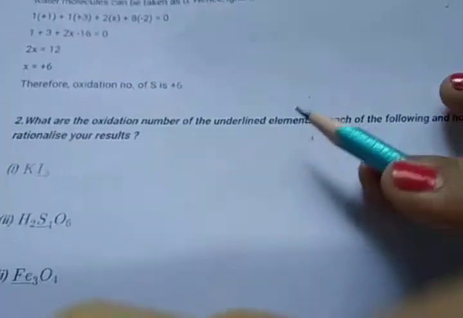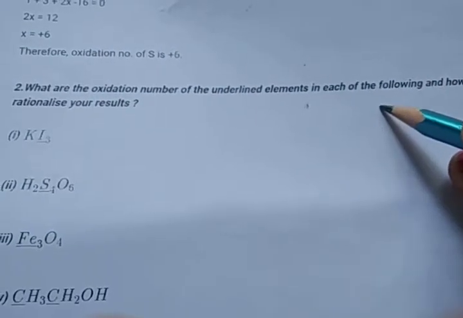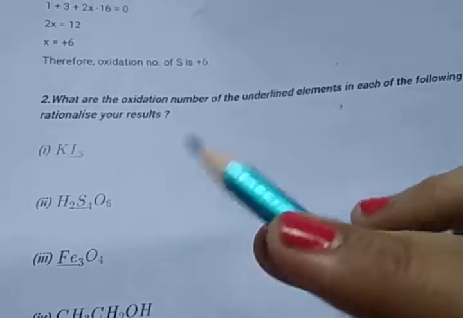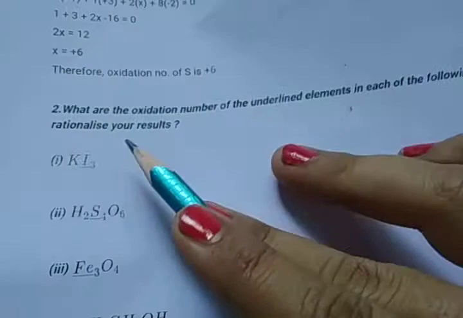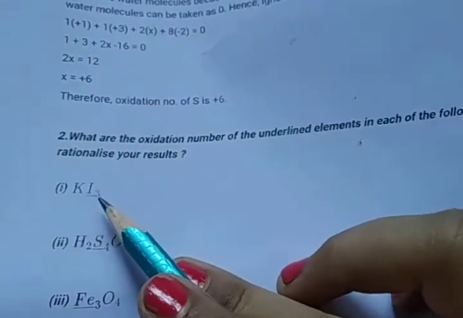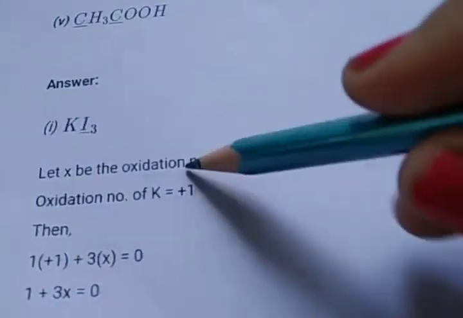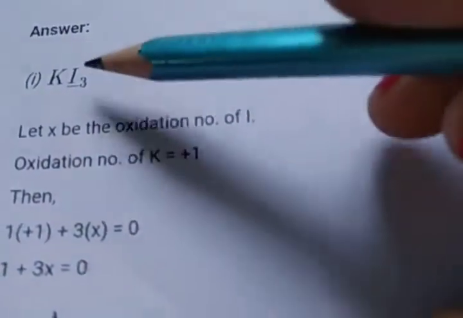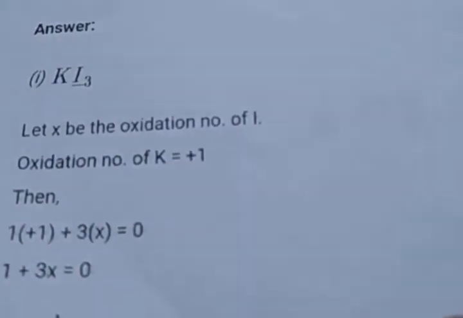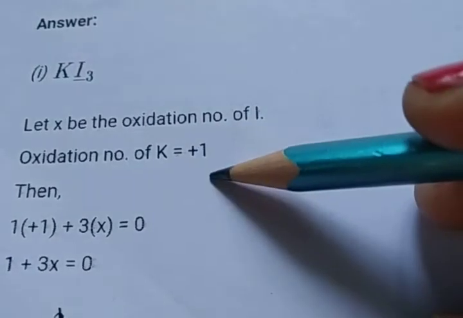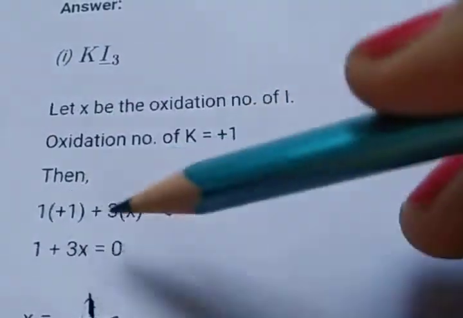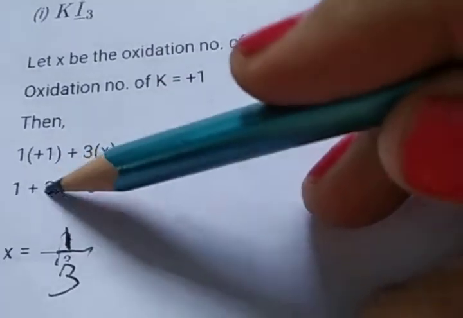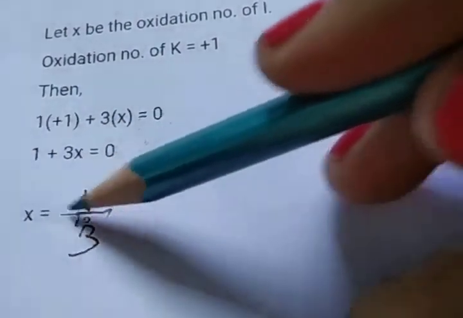Question number second: what are the oxidation numbers of the underlined elements in each of the following, and how do you rationalize your result? First is KI3. So iodine is the underlined element, find the oxidation number. Let X be the oxidation number of I. Oxidation number of K is plus 1. Put the value: 1 plus 3x is equal to 0. So X is equal to 1/3.